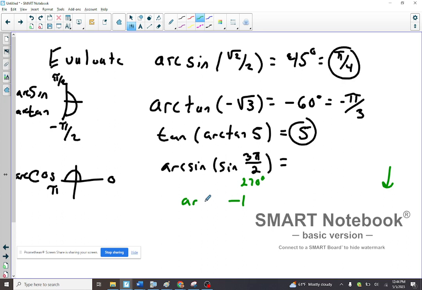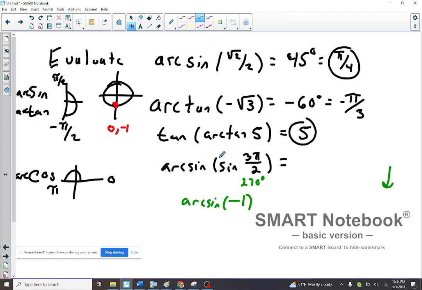So now we have arc sine. This is in the unit circle. 270 degrees is right here in the red dot. And then that coordinate point is 0, -1. And the y values are -1, since sines are y values. So this must be -1.